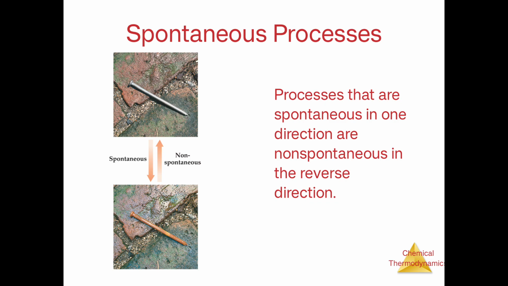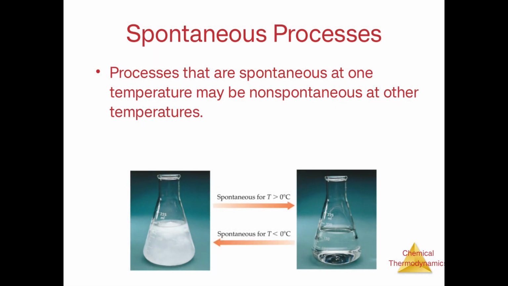We have to add either some other solutions to remove the corroded portion or the corroded surface, or we have to wipe it out ourselves. So, in the reverse direction, it needs an additional process. That's why it is not said to be a spontaneous one. Understood? Likewise, if you see with respect to water, the processes that are spontaneous at one temperature may not be spontaneous at another temperature.